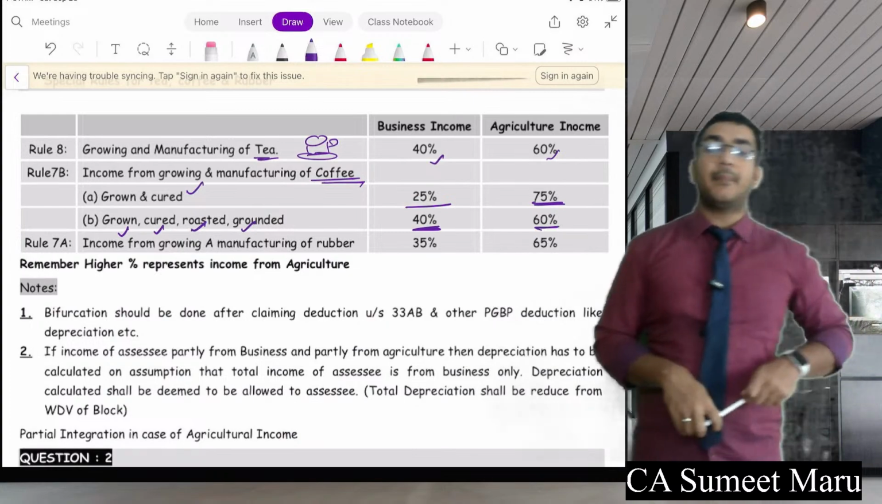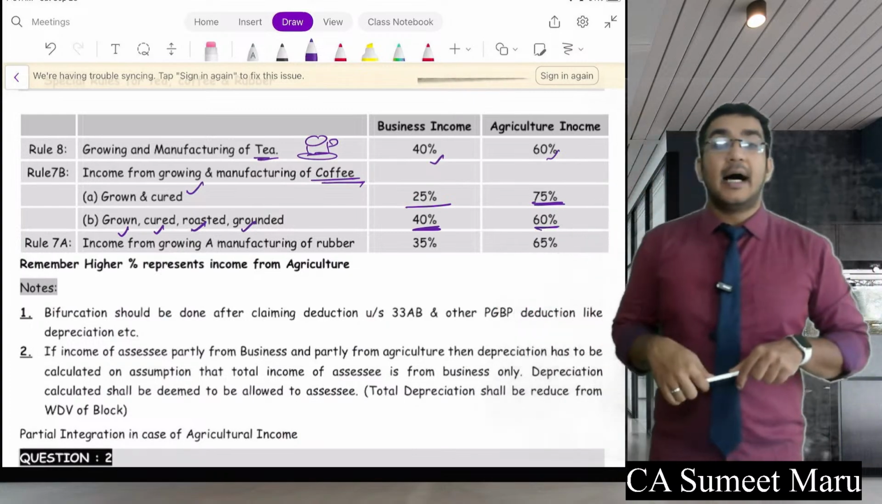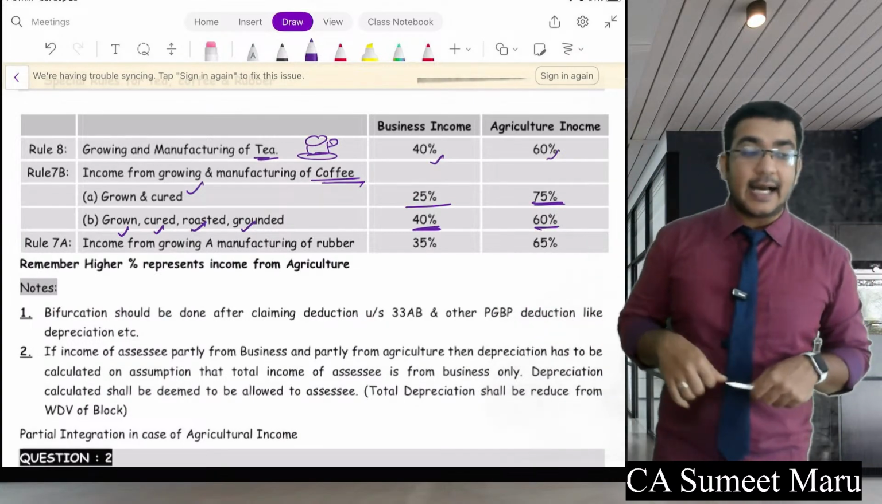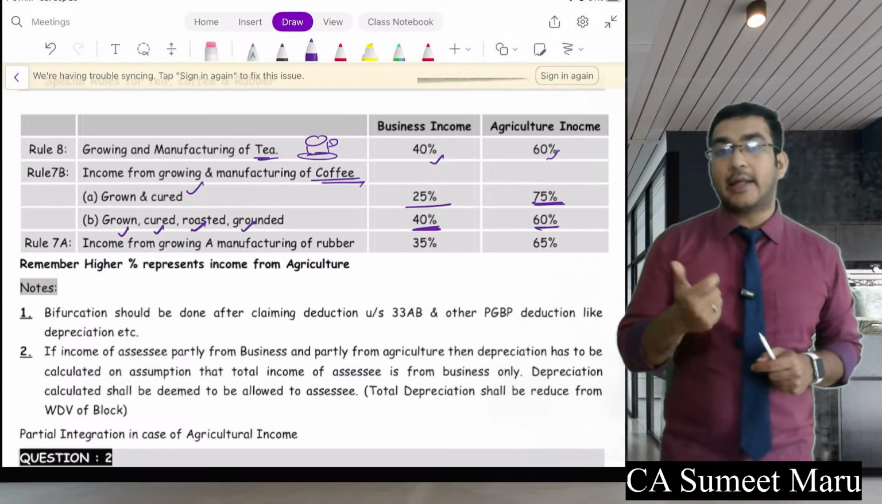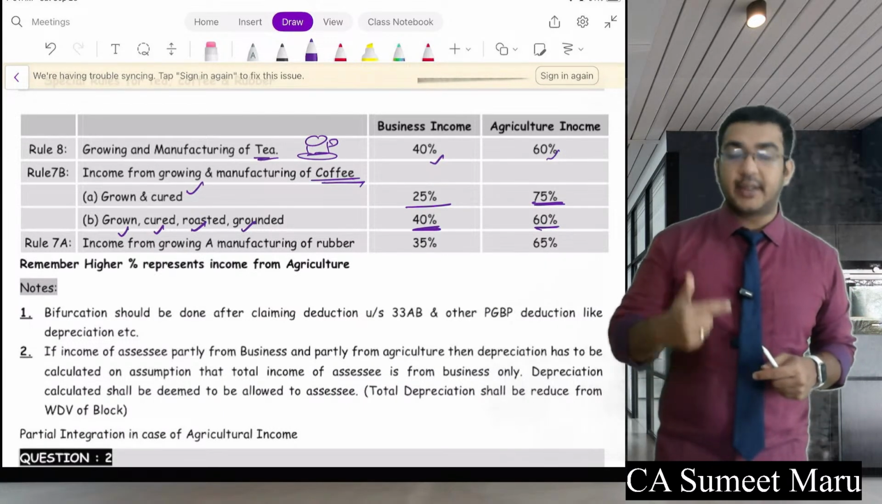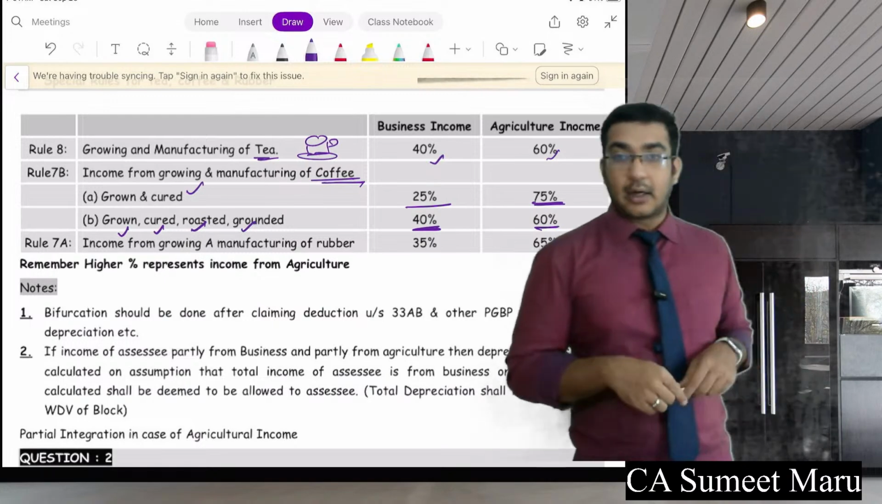So if in an example they ask you about the coffee business, you have to specifically see what they are doing with the coffee, either they are only growing it or they are growing it, curing it, roasting it and further grinding it.